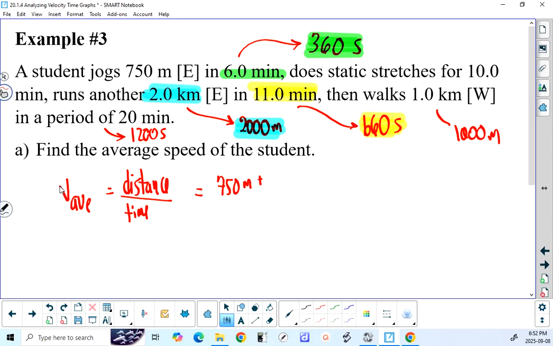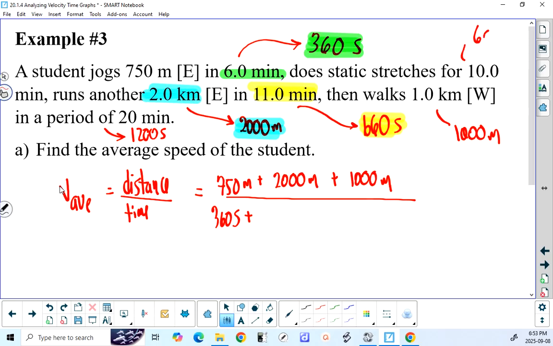plus 2,000 meters plus 1,000 meters. Boy, there's a lot of information in this question. Let me just double check here. 750 meters, we have another 2,000 meters, and we have another 1,000 meters, and we need to divide by the total time, and the total time is 360 seconds, and another 10 minutes I didn't convert, but that's 600 seconds.